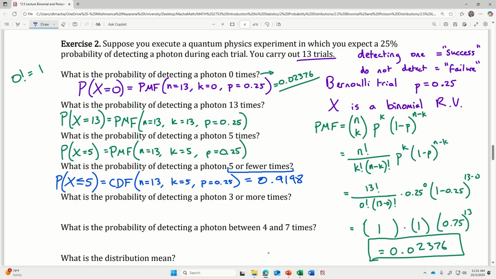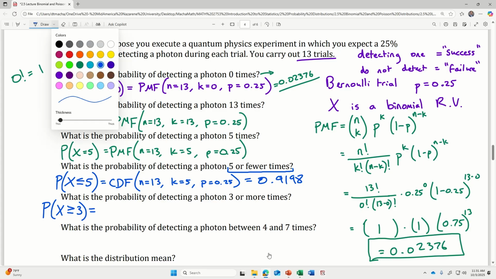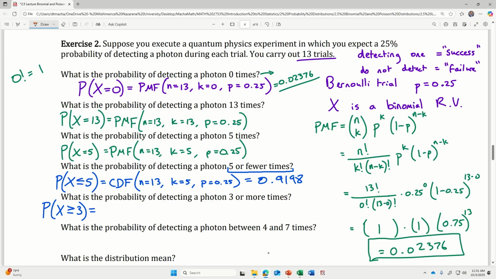Next question, what's the probability of detecting a photon 3 or more times? So 3 or more means I'm looking for the probability that x is greater than or equal to 3. And this is a trick question. It's a very tricky question. Because you need to be able to recognize that that is the complement of the probability that x is less than or equal to 2.